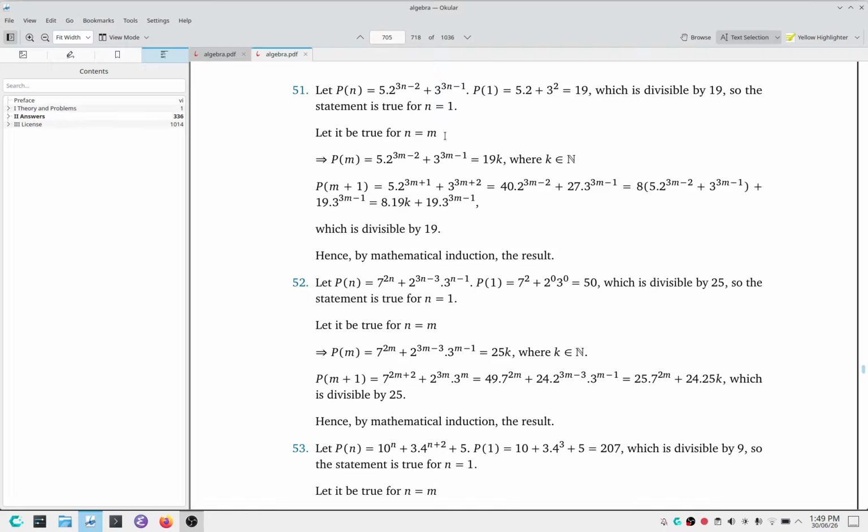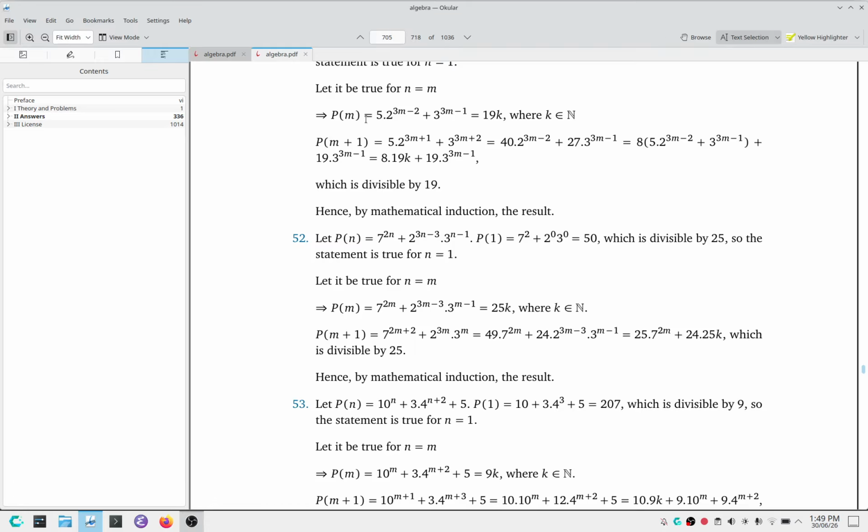We let it be true for n equals m. Then we have P(m) equals 5 into 2 raised to the power 3m minus 2 plus 3 raised to the power 3m minus 1 equals 19k, where k is in the set of natural numbers. Now we write for P(m+1). It becomes 5 into 2 raised to the power 3m plus 1 plus 3 raised to the power 3m plus 2.